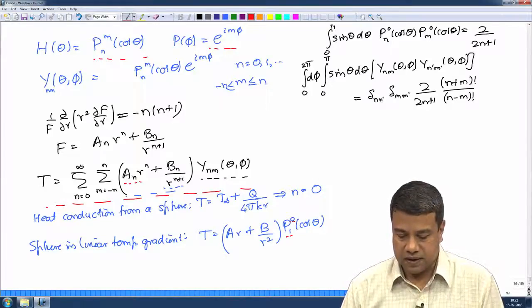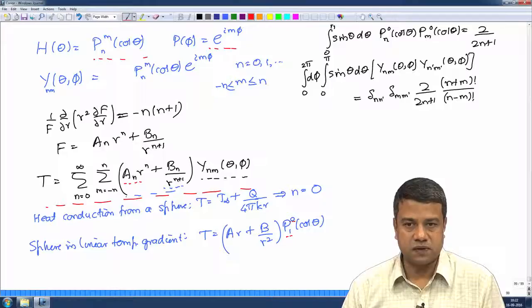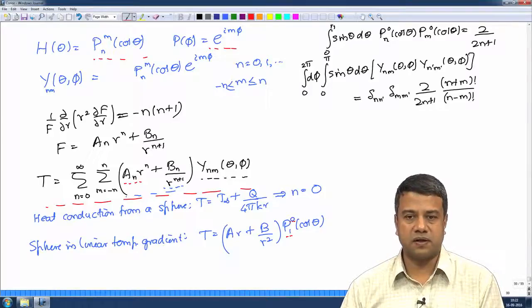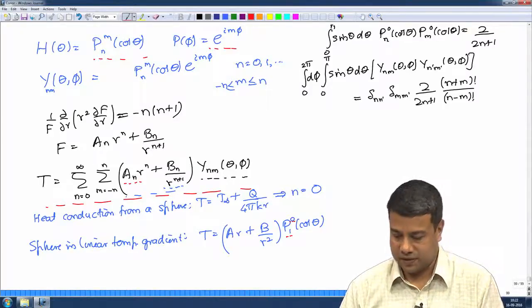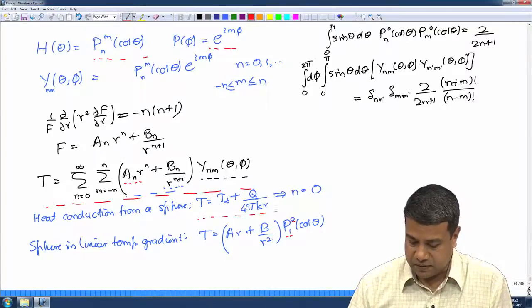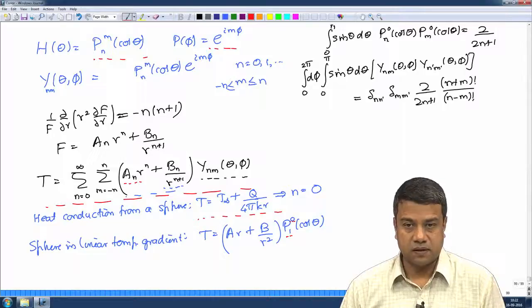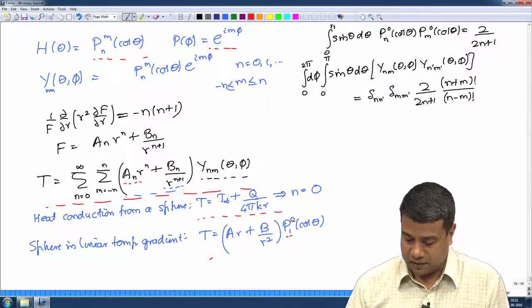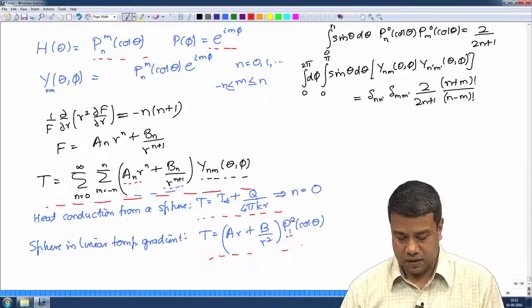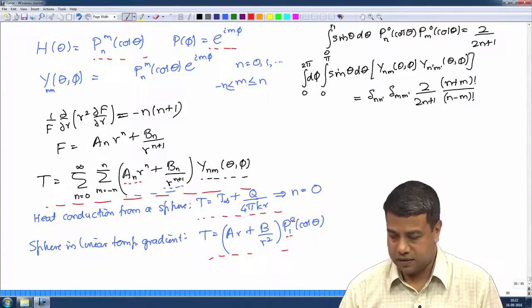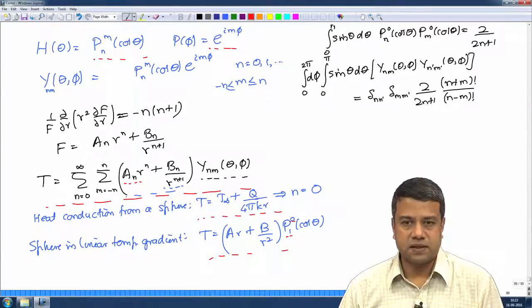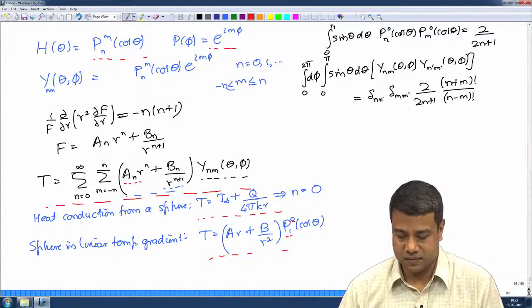I showed you that for n is equal to 0, the solution corresponds to a sphere in a temperature field which is generating some particular heat per unit time. This was the solution for n is equal to 0, heat conduction from a heated sphere. For n is equal to 1, it is the same solution that we got for the sphere in a linear temperature gradient. So, in this lecture I will try to give you some physical understanding of what these functions mean.